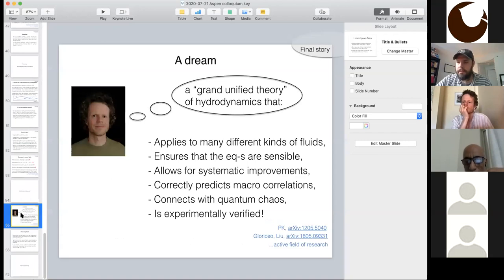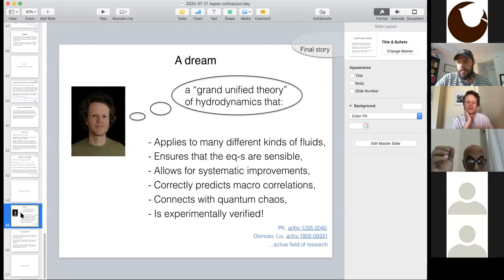So I just want to come back to this point. What parts of the dreams that you list here can I see? Standard broken symmetry plus conservation laws plus fluctuations, that is fluctuating hydrodynamics of conserved and broken symmetry modes, meets pretty much all the criteria, the requirements you list here, except possibly the connection to quantum chaos. It applies not only to fluids, but to a wide variety of ordered phases, superfluids, liquid crystals, you name it. The equations are sensible.